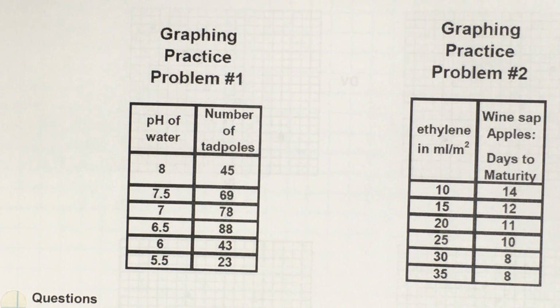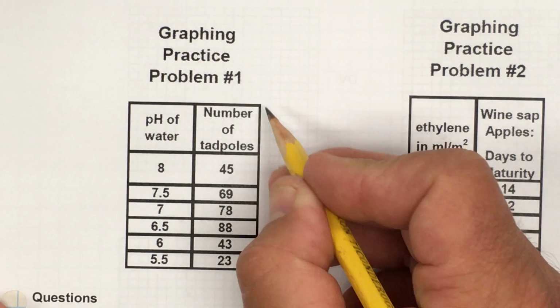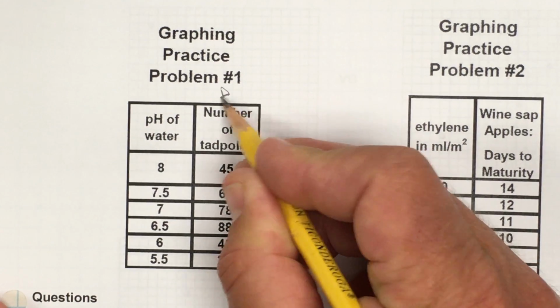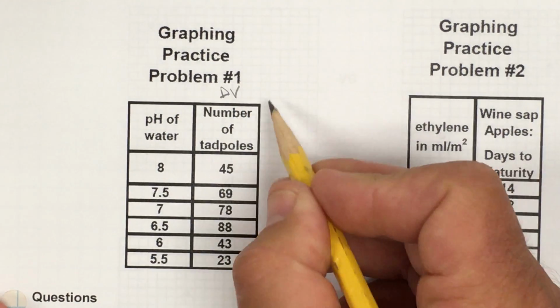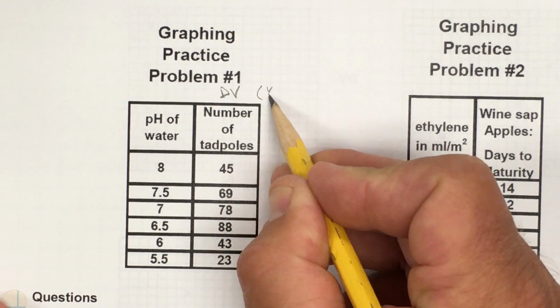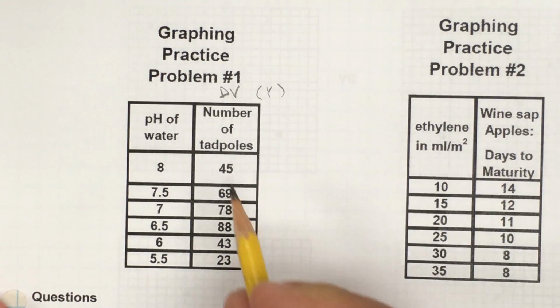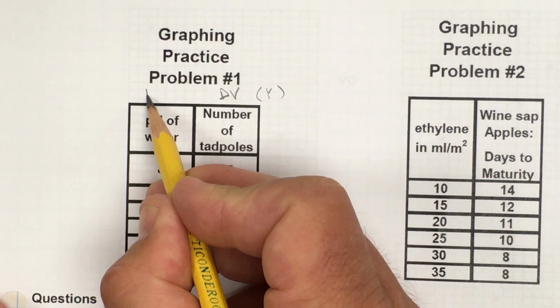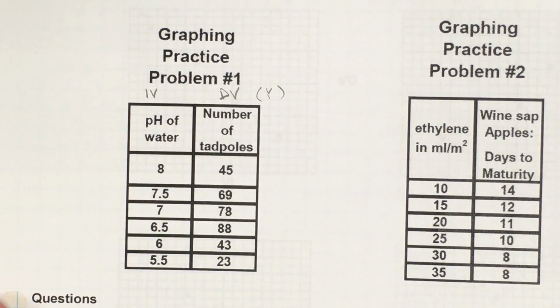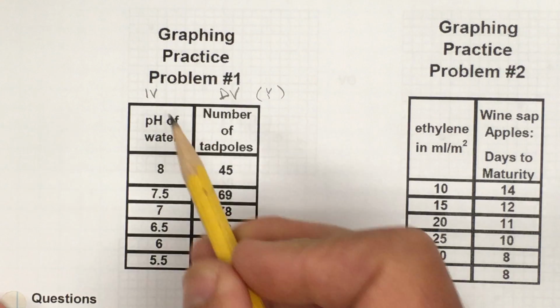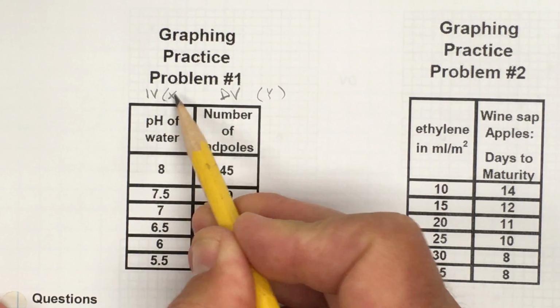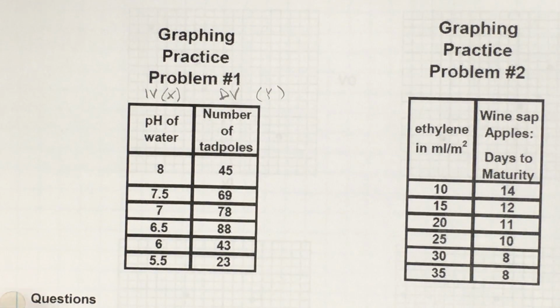You might understand that pH is a chemical quality of water, and knowing this, you're likely to say, well, the number of tadpoles that survive depends on the pH, which means this is our dependent variable, and of course that's going to go on the y-axis, and then this is our independent variable, the thing that I am adjusting or changing, the scientist, and that's going to go on the x-axis.